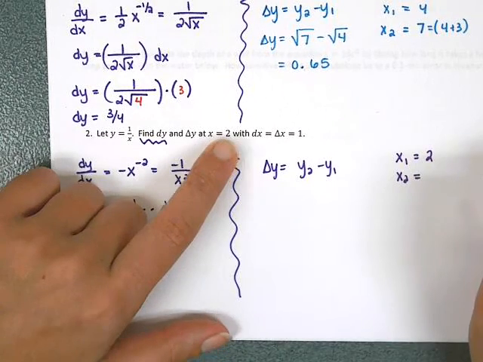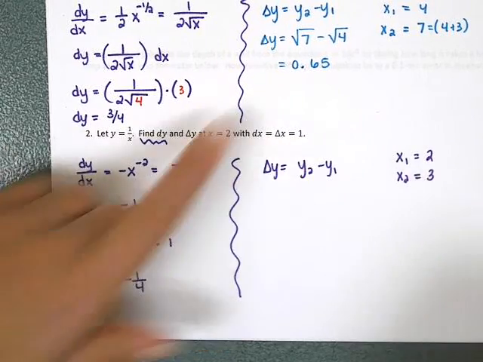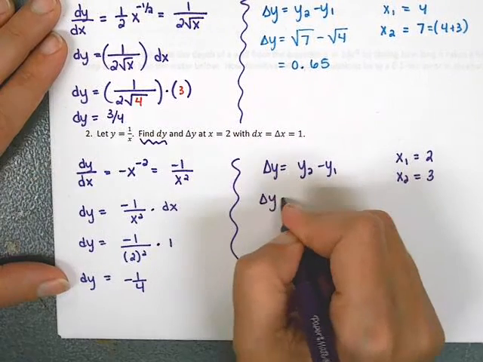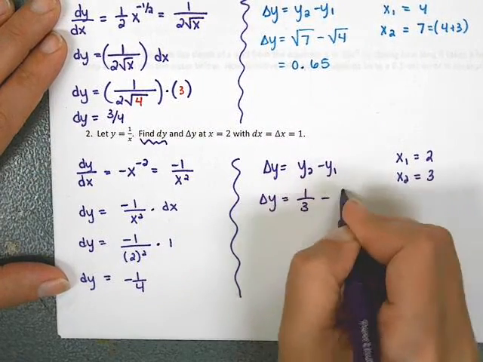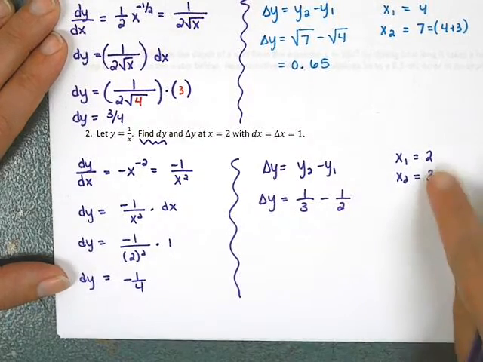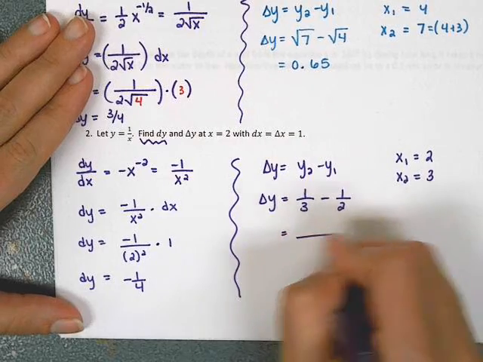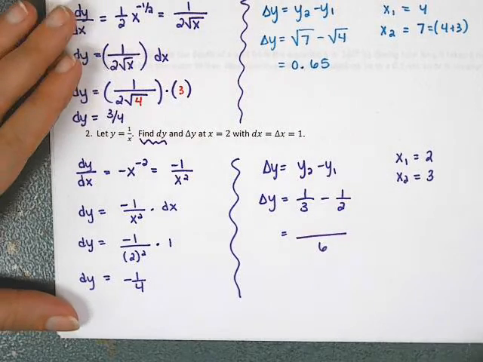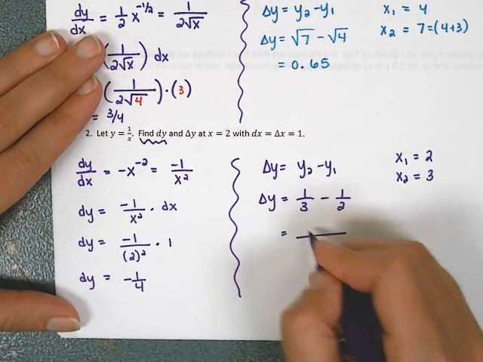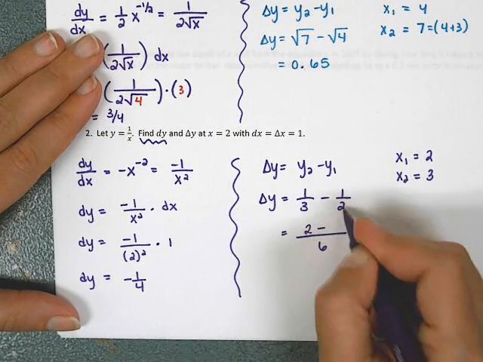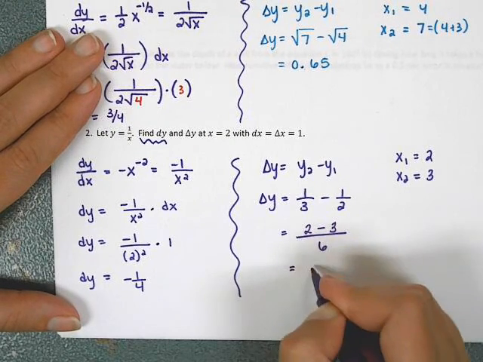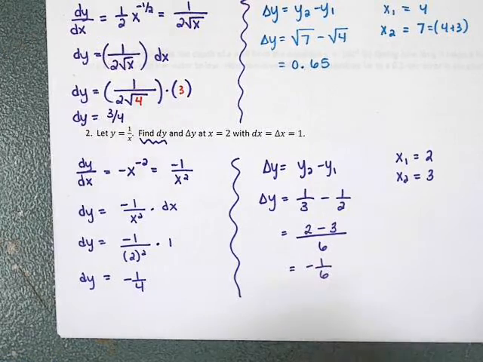My x2 is this number plus this number, which is 3. So delta y would be 1/3 minus 1/2. I'm just plugging these numbers into the original problem. Now to figure that out, I would need to make a common denominator of 6. To get to 6, 3 would have to be multiplied by 2, and 2 would have to be multiplied by 3. So I would get negative 1/6.